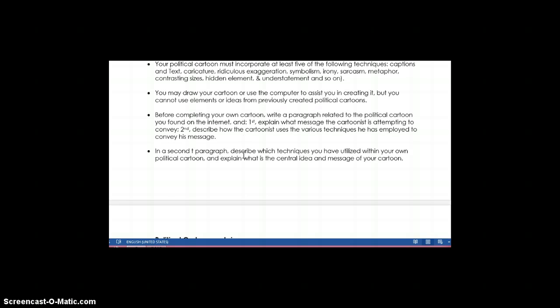When you have completed your cartoon, you will write a paragraph in which you will describe the techniques you've used within the cartoon and explain what the central idea and message of your cartoon is. Also, and probably before you complete your own cartoon, you're going to write a paragraph related to the political cartoon you found on the internet. And you're going to do two things. First, you're going to explain what the message the cartoonist is attempting to convey is. And second, you're going to describe how the cartoonist uses the various techniques that he or she employed to convey the message within the cartoon.